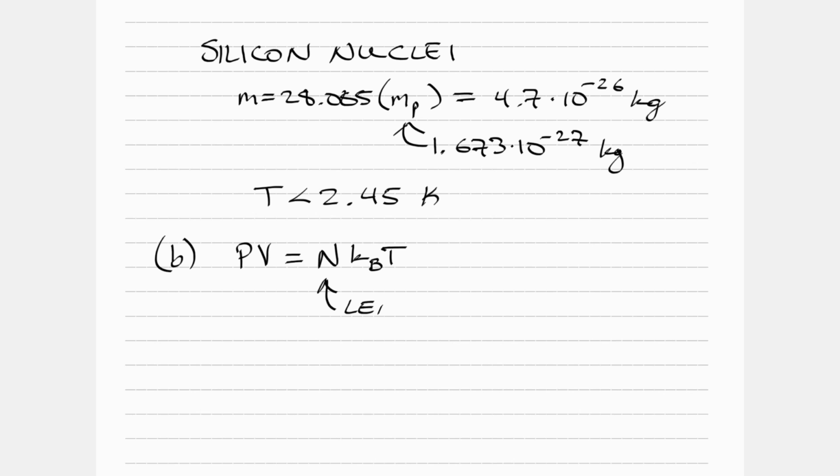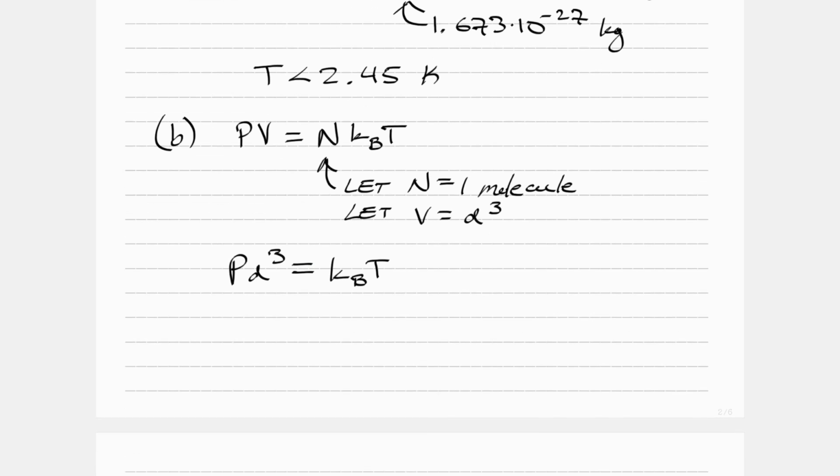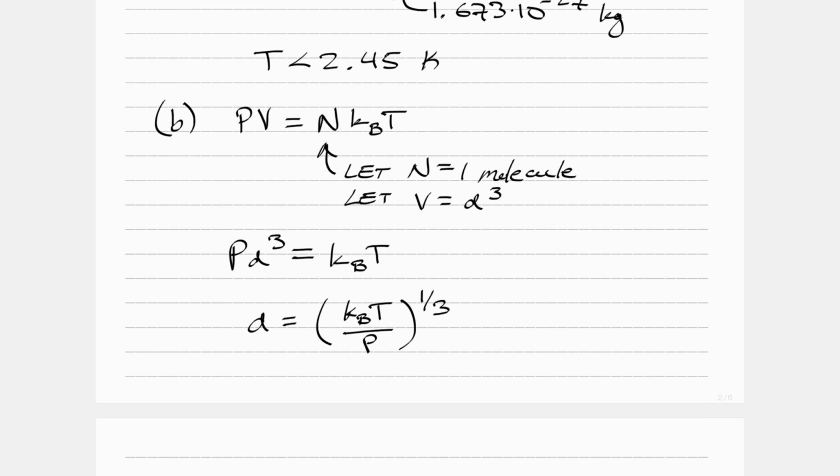So let's let N equal 1 molecule. Molecule's not really a unit, but I'll just remind us what we're doing here. And let's let V, the volume that we're in, be equal to the characteristic length cubed, not squared, obviously. So then what we're really saying is that PD cubed is equal to kBT. And thus, rearranging, D is equal to kBT over P, all raised to the 1/3 power.